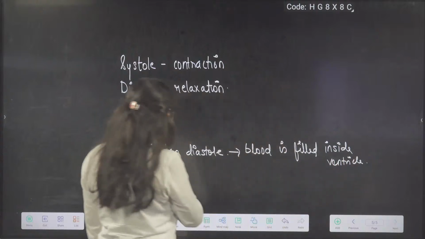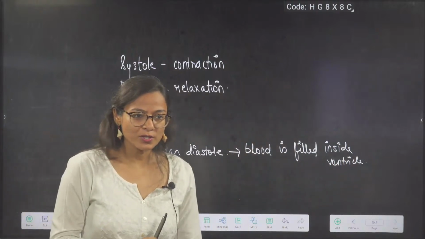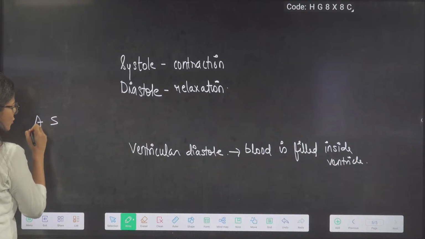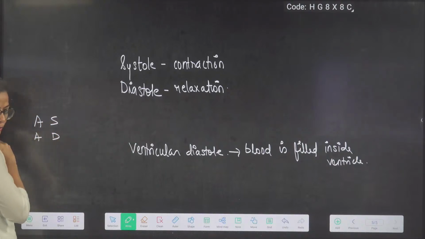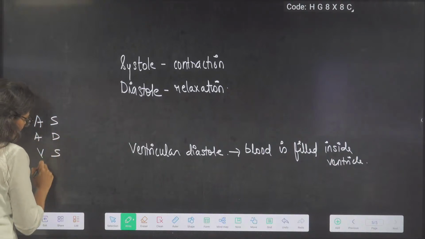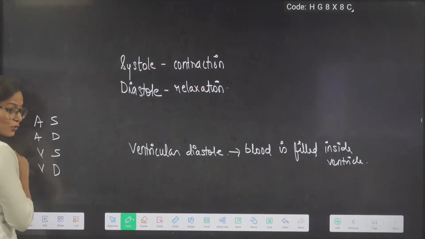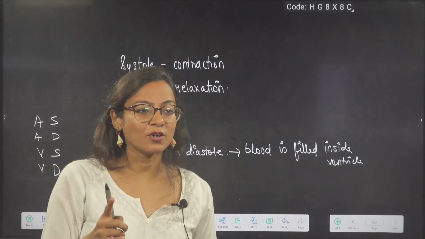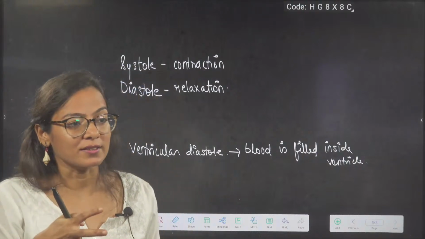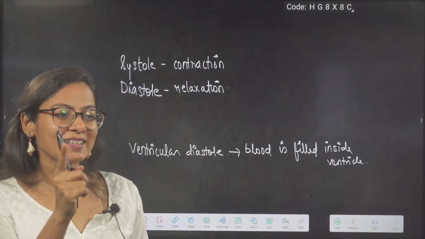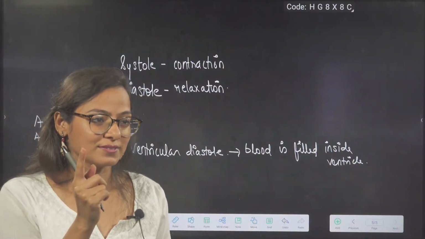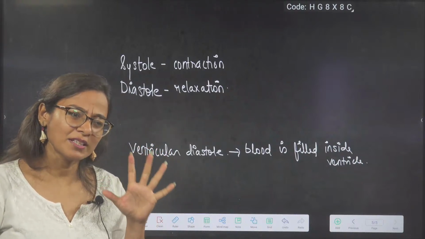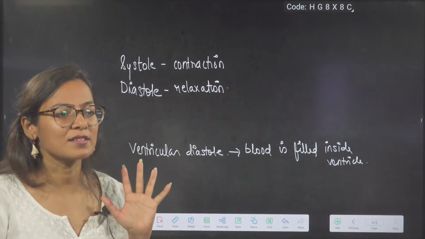Right? In the same way, atrial diastole also occurs. See, all four things occur. Right? The atrium will show systole, the atrium will show diastole also. The ventricle will show systole as well as diastole. Right? But all of them cannot contract together. But they can relax together. Remember this. All four chambers cannot contract together, but they can relax simultaneously together.